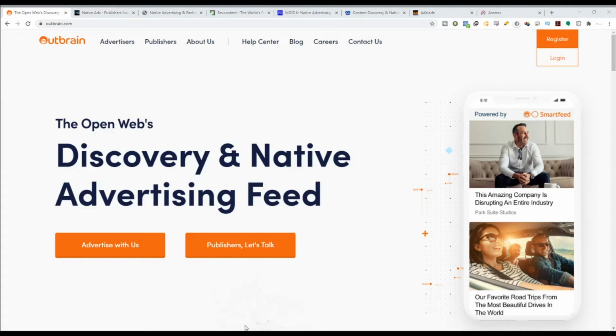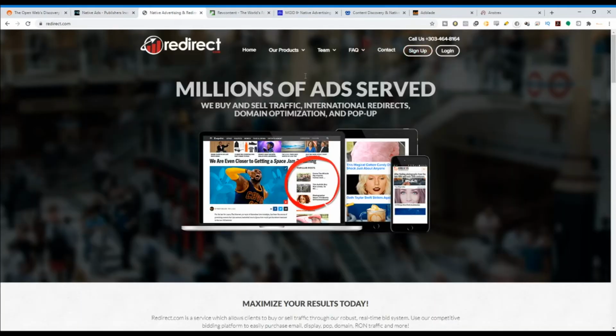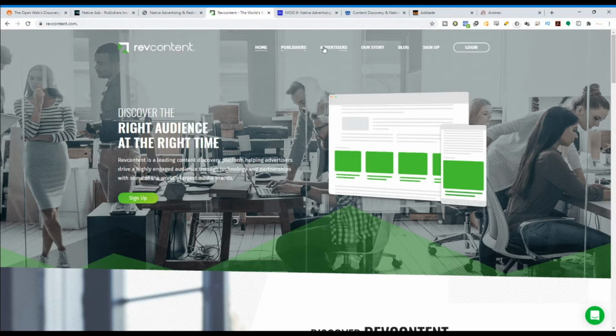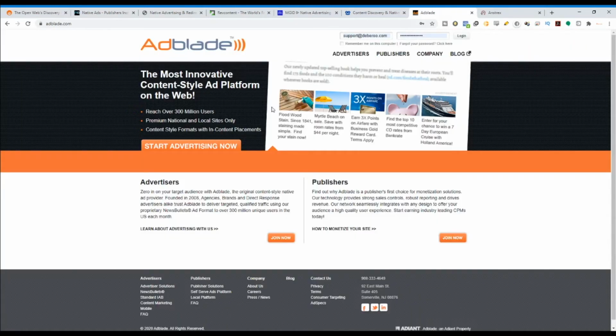So why are there so many native advertising platforms, and how do they work? Very simple, guys. Whenever you register yourself with any native advertising platform, the first thing they will ask you is whether you're a publisher or you're going to sign up as an advertiser. If you see in Outbrain, advertiser, publisher. Rave Content, advertisers, publishers. MGID, advertisers, publishers. Taboola, advertisers, publishers. AdBlade is very strict with their publishers, but they do have advertisers and publishers as well.